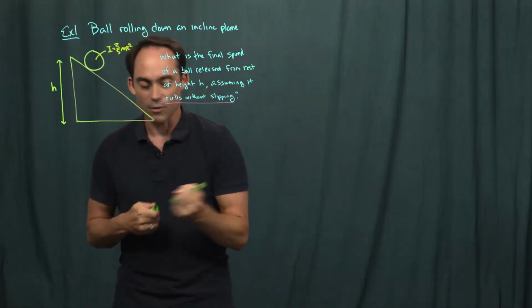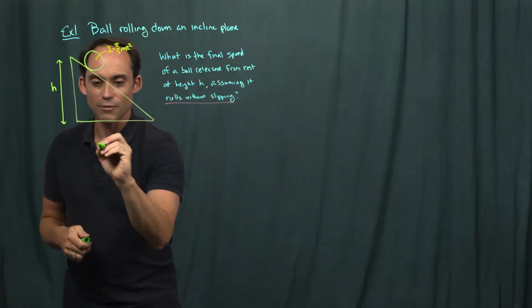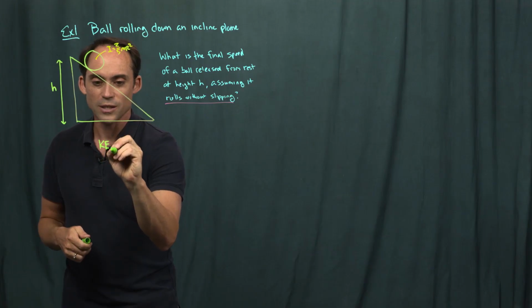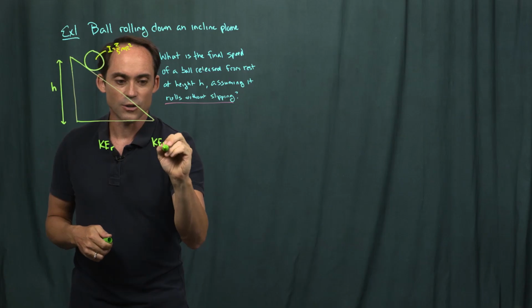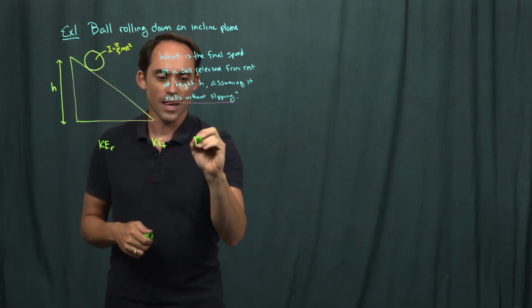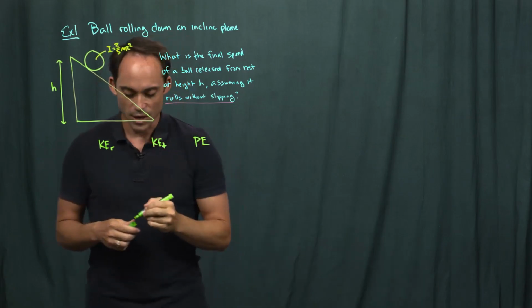Okay, so let's go ahead and write these down. We're now going to have three categories here. Kinetic energy of rotation, kinetic energy of translation, and any potential energy in the problem.